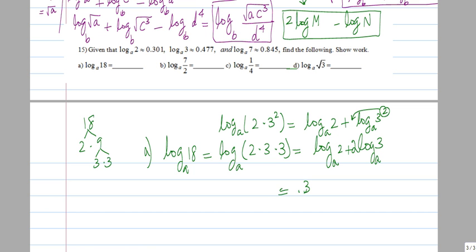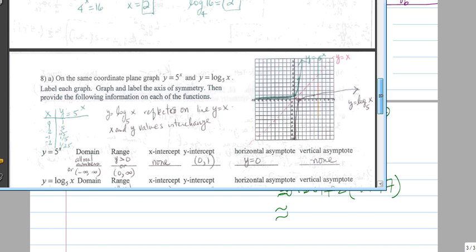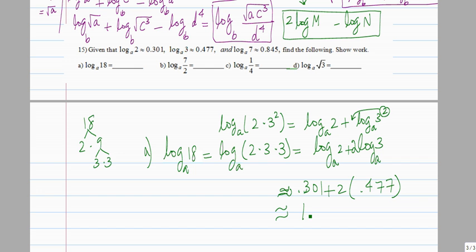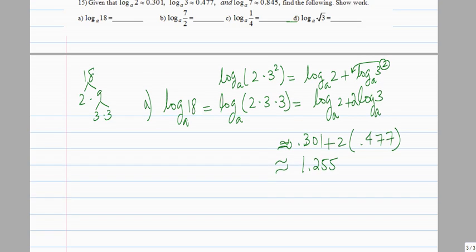So log base a of 2 is approximately 0.301. This is approximately equal to, because these are irrational numbers, they go on forever. And log base a of 3 is approximately 0.477. So the answer is approximately 1.255. Don't forget order of operations when calculating these.